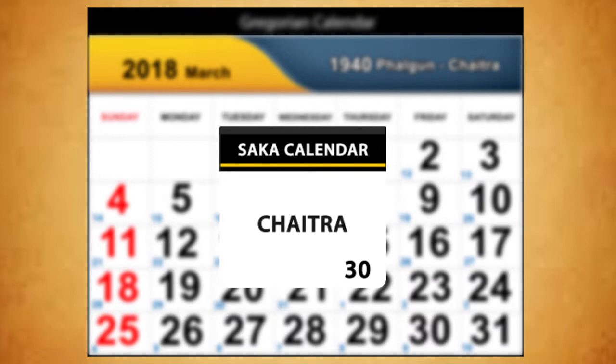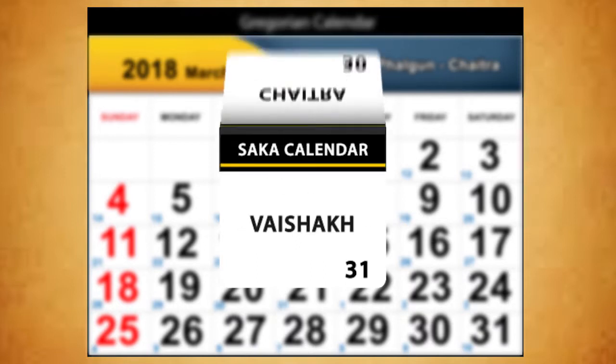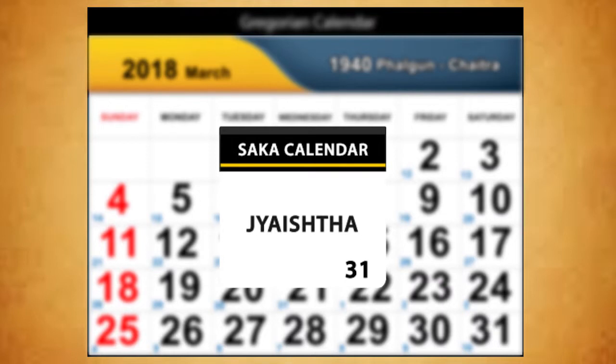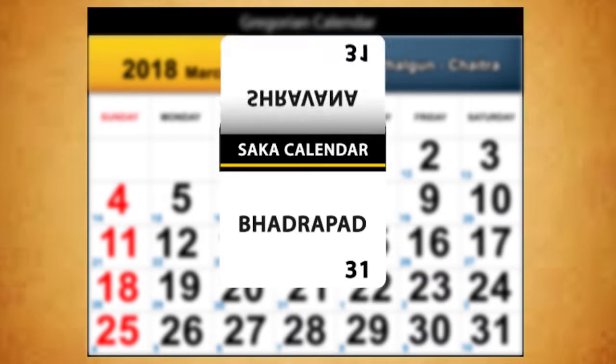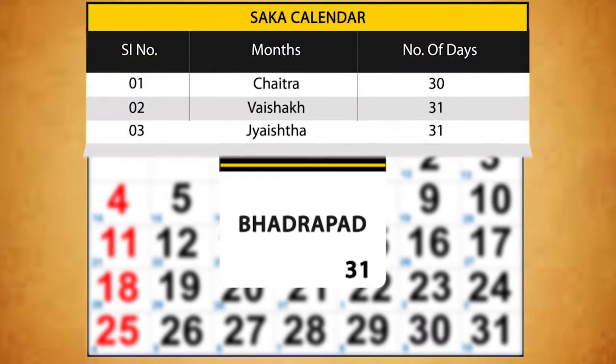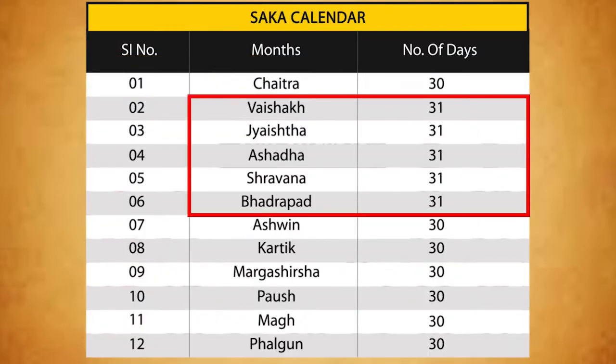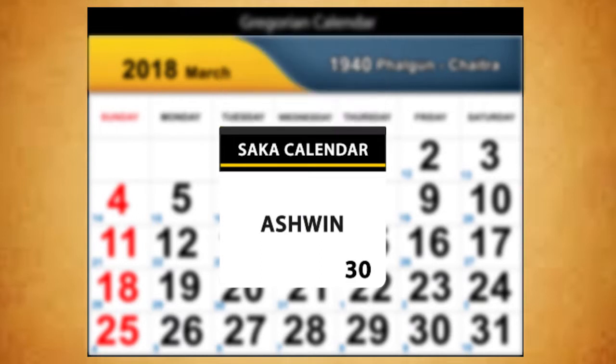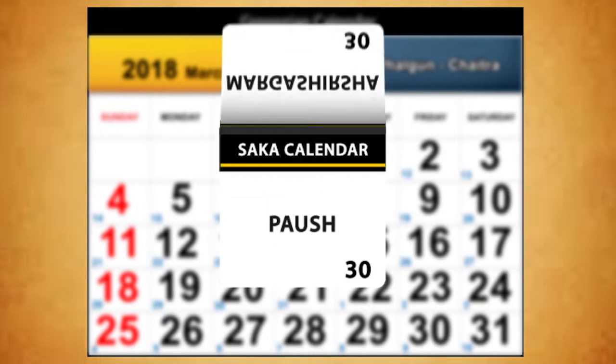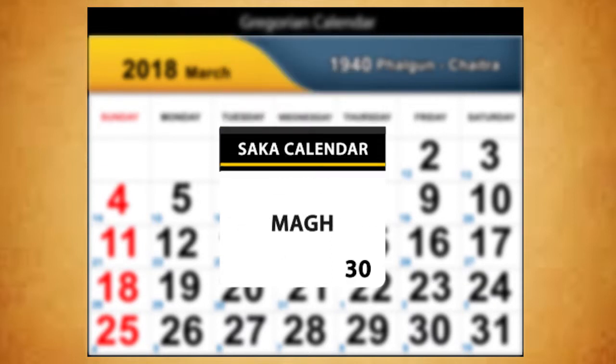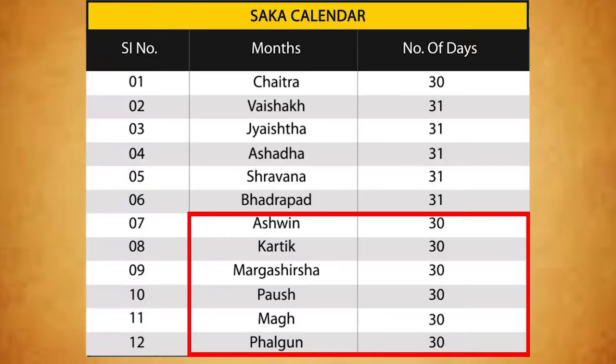The months that follow Chaitra are Vaishakh, Jaishtha, Ashadha, Shravana and Bhadrapad. These months have 31 days each. The months following Bhadrapad are Ashwin, Kartik, Margashira, Paush, Magh and Falgun, which have 30 days each.